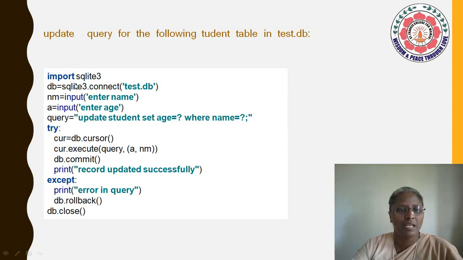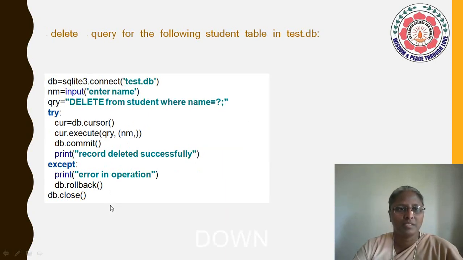The query is here, and a and name, that is, age and name, we are passing, and then database.commit will commit the query. Then print that the record is updated successfully, else we say error in query, and then if there is an error we roll back and then close the database here.